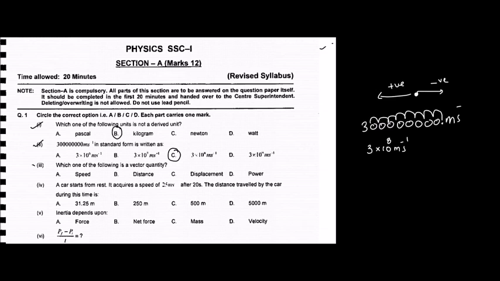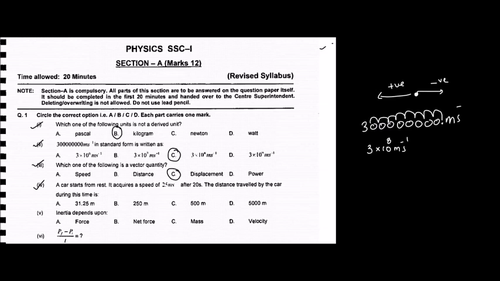Question number 3. Which one of the following is a vector quantity? For this type of question you need to learn what vector and scalar quantities are. Let's check one by one. Speed is a scalar quantity. Distance is a scalar quantity. Displacement is a vector quantity. And power is a scalar quantity. So in the given options, the vector quantity is displacement. That's why C is the right answer.